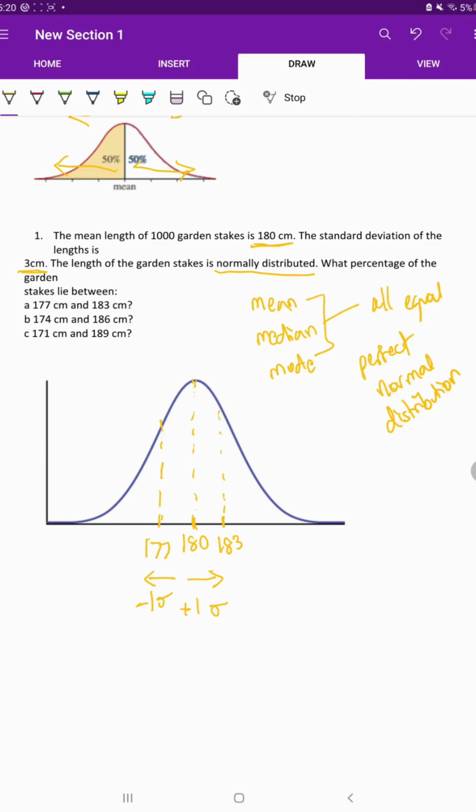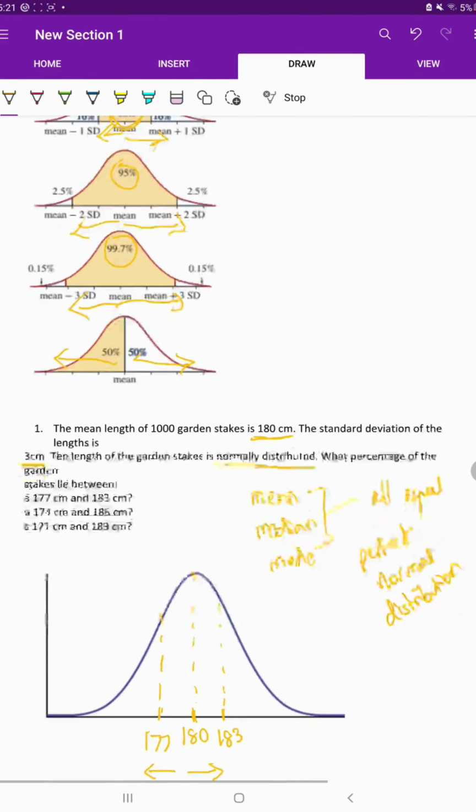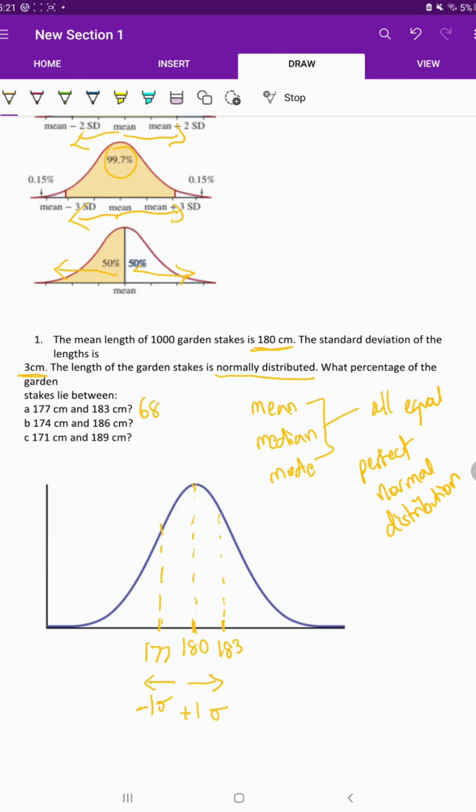Now, what percentage of the garden stakes lie between 177 and 183? So just as we've done here, so we've got 177 and 183, they lie between 1 standard deviation away from the mean. And if we go up here, we can see that it's 68%. So this would be 68%.